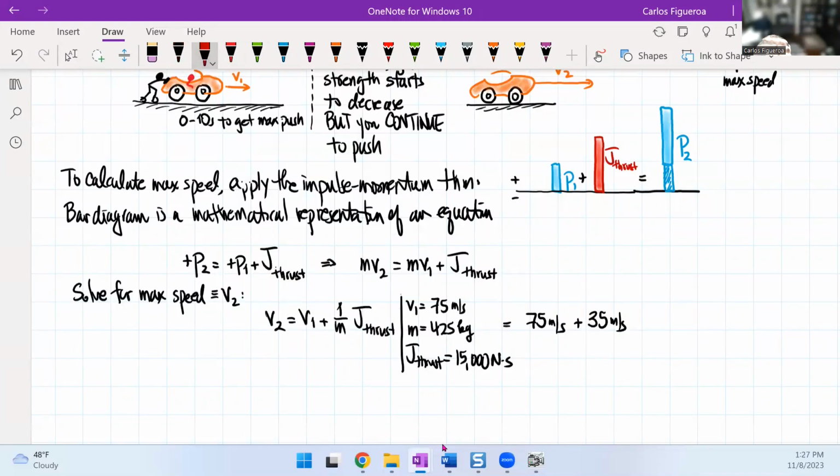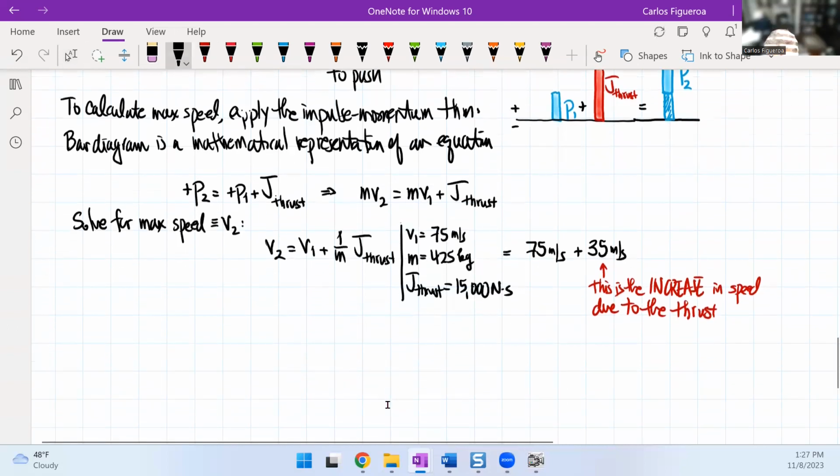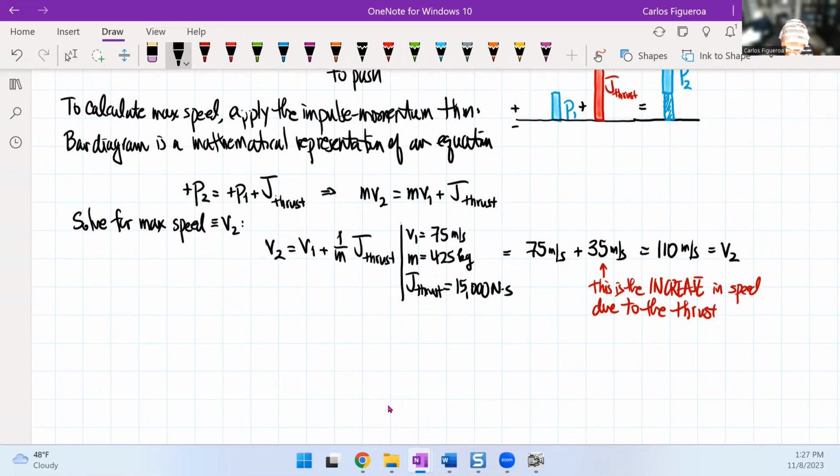So when I look at this, this is the increase in speed due to the thrust. So when I look at the overall number here, we can see that this is 110 meters per second, and that is the final speed of the rocket, its maximum speed.